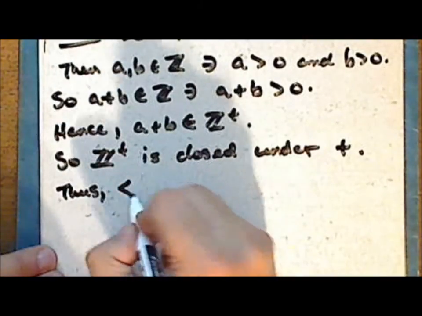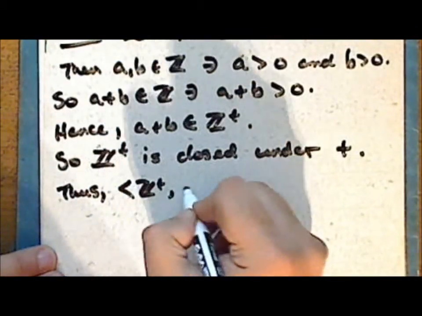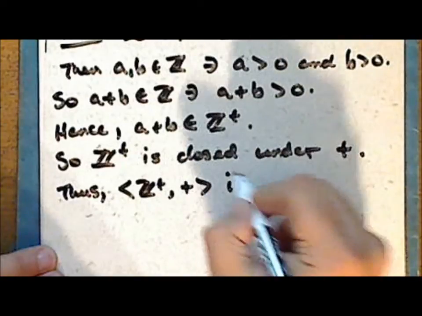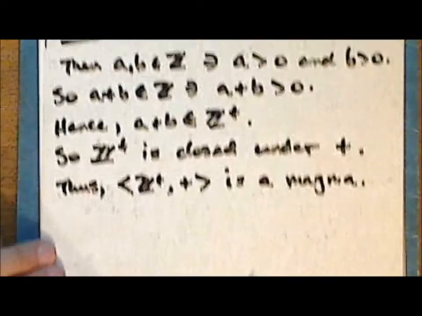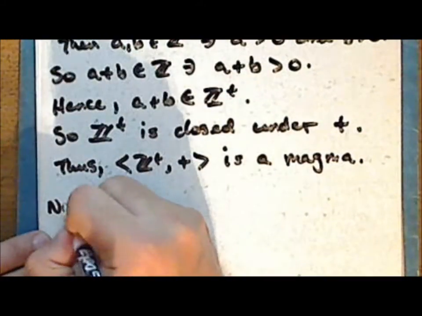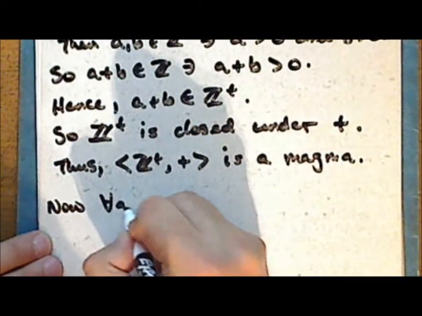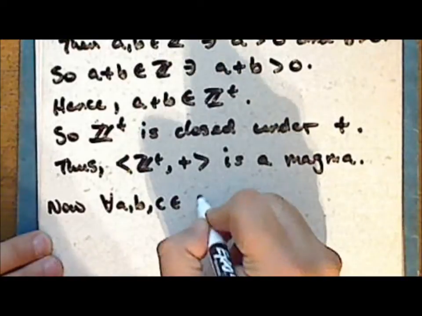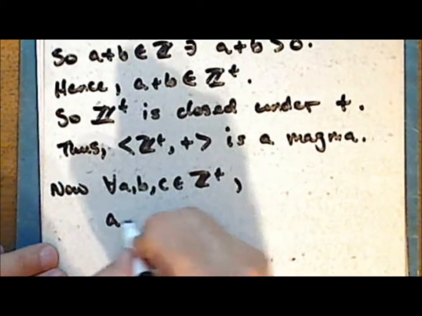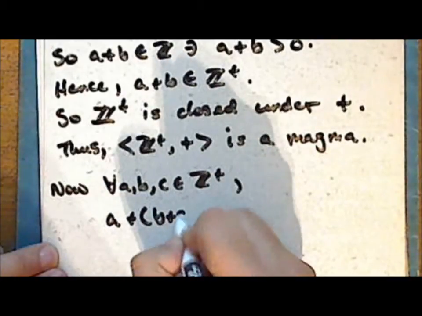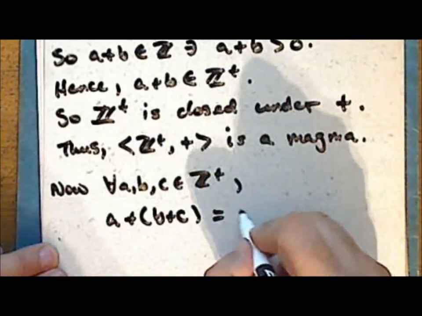And thus the structure consisting of the set of positive integers together with normal addition is a magma. Now for every 3 elements, A, B, and C in the set of positive integers, it does not matter how we group those terms. When we perform a sum, we always obtain the same result.